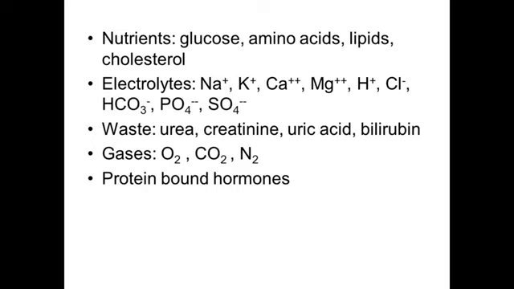Nutrients present in the plasma include glucose, amino acids, lipids and cholesterol. Electrolytes include sodium, potassium, calcium, magnesium, hydrogen, chloride, bicarbonate, phosphate and sulfate. Waste materials include urea, creatinine, uric acid and bilirubin. Gases include oxygen, carbon dioxide and nitrogen, and others are the protein bound hormones.